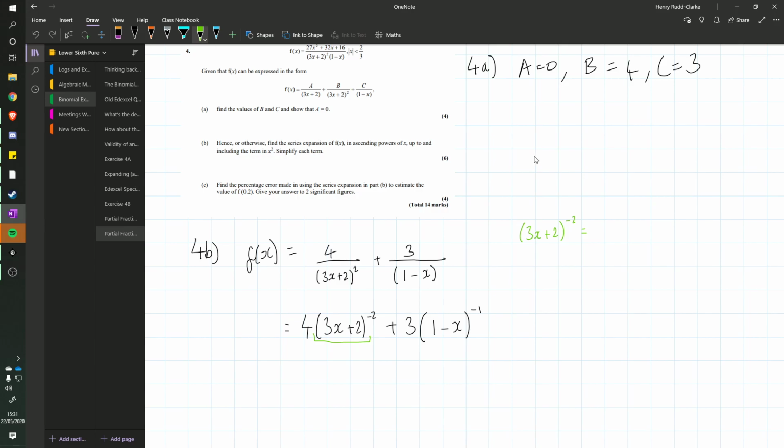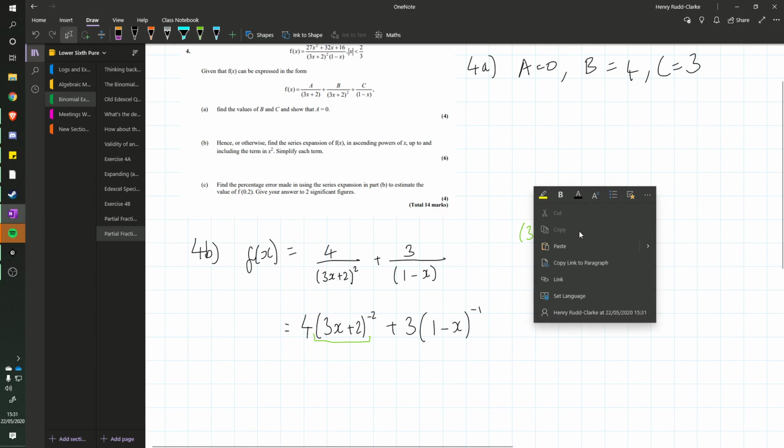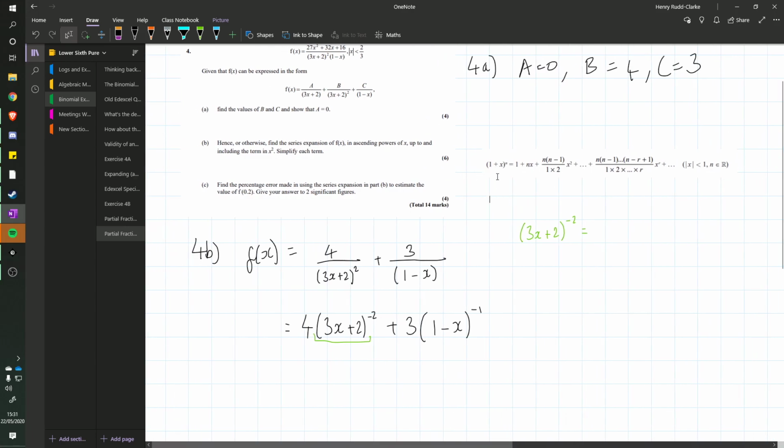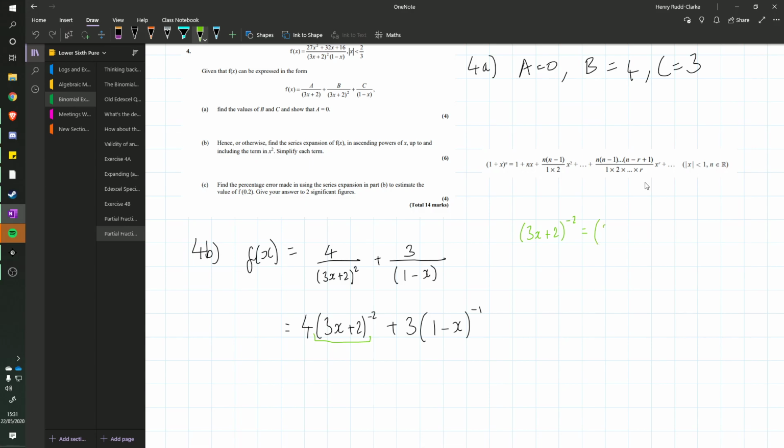So let's have a look at our formula from the formula book. The formula wants it to be (1 + x) to the power of n. So we probably want to factorise the 2, but we also want to remember to write this in a different order before we do anything else, because otherwise we might do something stupid. So we'll factorise out 2 to the minus 2, so we get (1 + 3/2 x) to the minus 2 like this. And then we can just go from here.